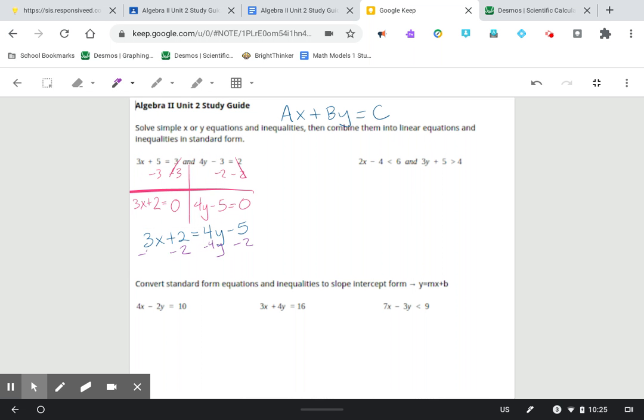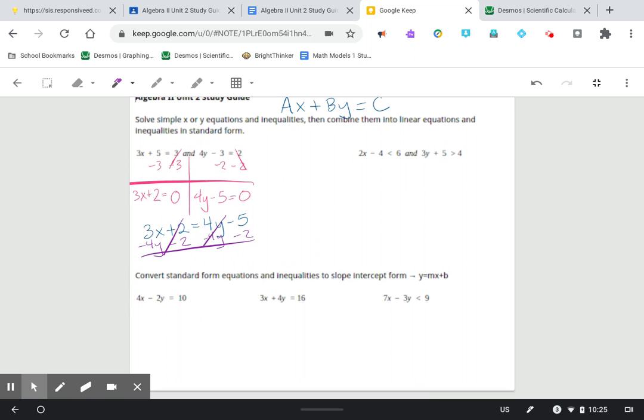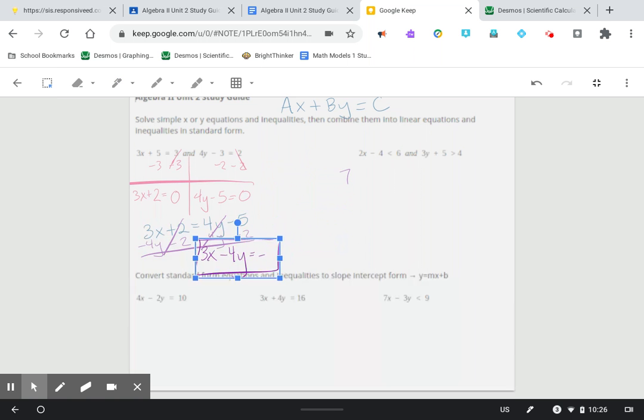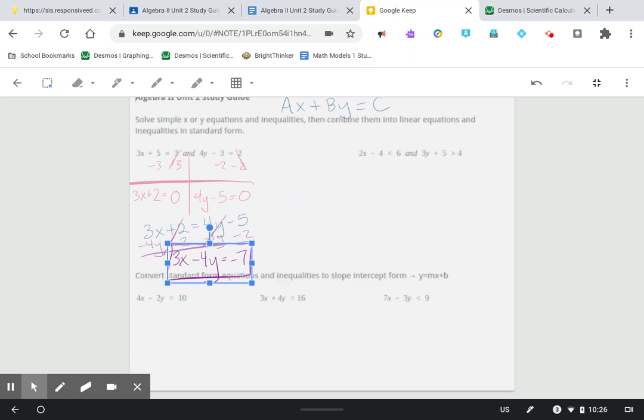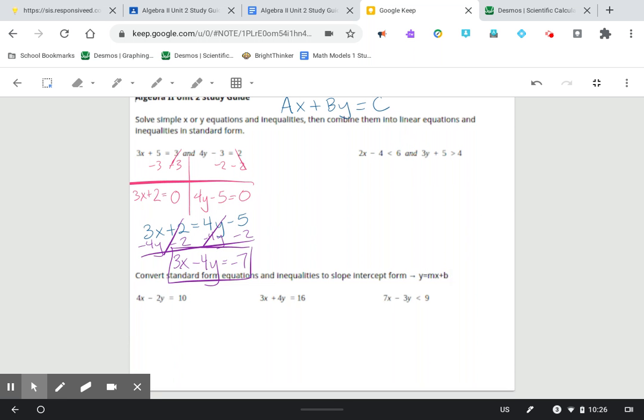We're going to subtract 4y and subtract negative 2. When I do that, the 2's cancel out and the 4y's cancel out over there, leaving me with 3x minus 4y equals negative 5 minus 2 is negative 7. And so that would be the final answer for that first one. I actually think I can just put this down here. Put that guy right there. There we go. All right.